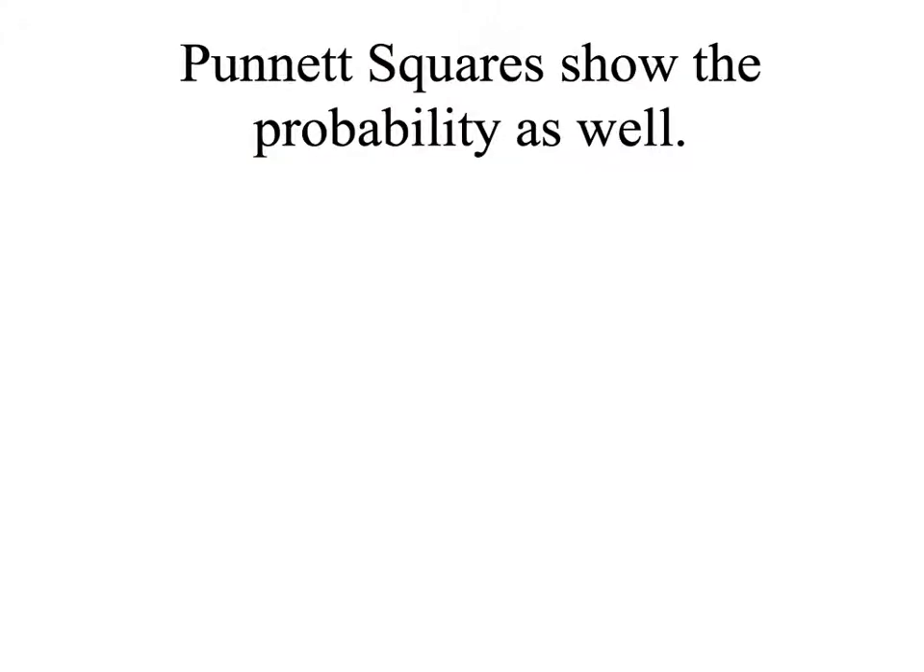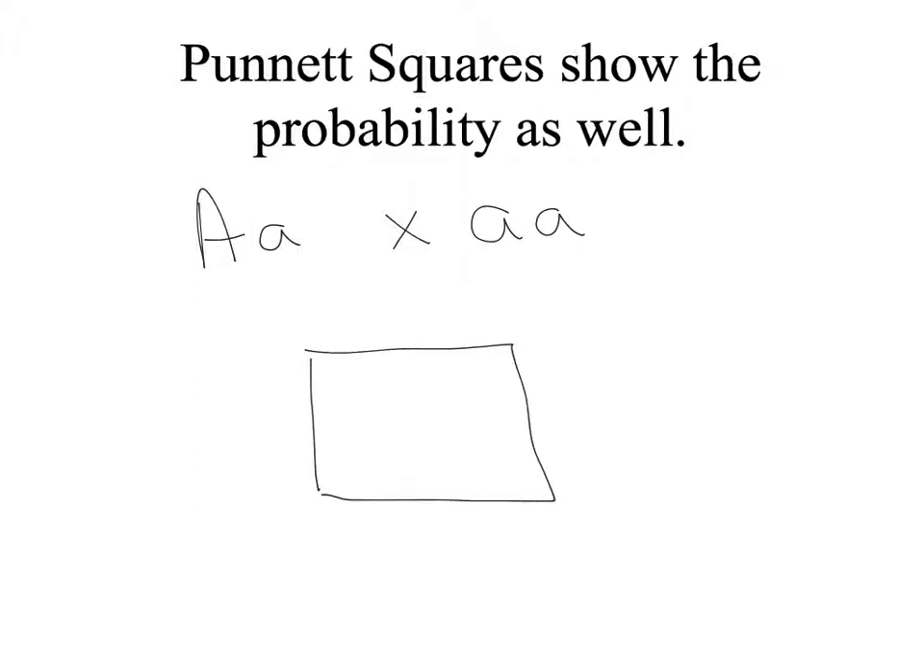Punnett squares will give us these same probabilities in a slightly different format. We can start with our cross, the heterozygote times homozygous recessive. We can set up our Punnett square. We can put parental genotypes on either side, and this Punnett square helps us with segregation as well. So we are separating out the big A and the little a. We're going to put dad's genotype on the side of our Punnett square. We will put mom's genotype, little a, on the top.